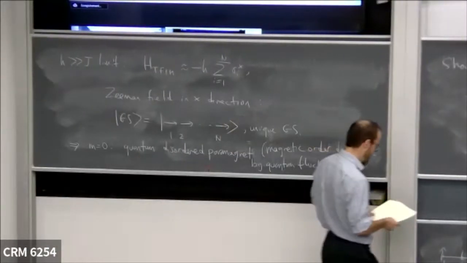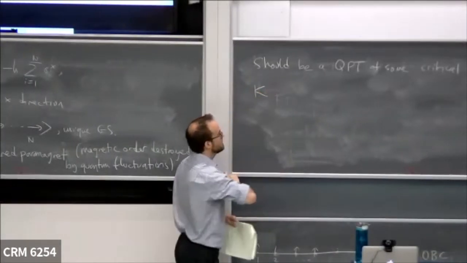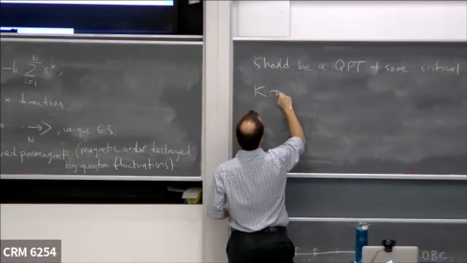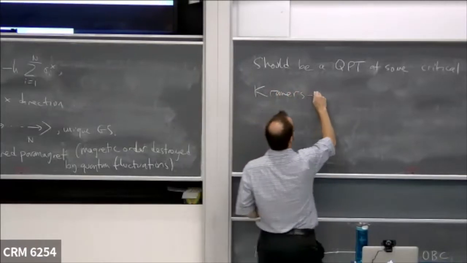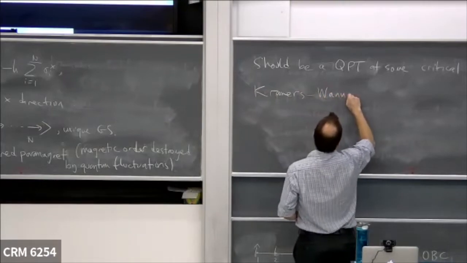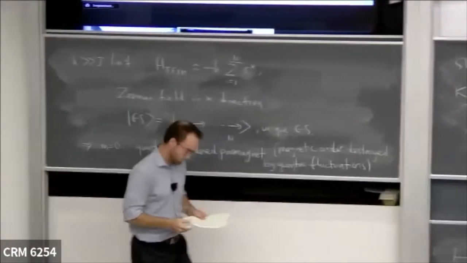But before we do that, we can already get some insight about this phase transition, in particular at what value of g it is, by invoking something called Kramers-Wannier. And please interrupt at any time with questions, comments, and so on.